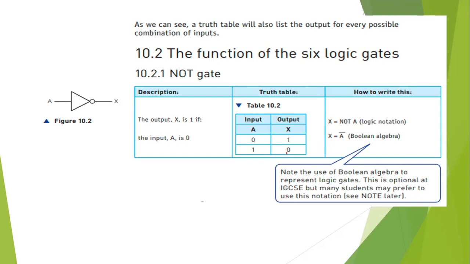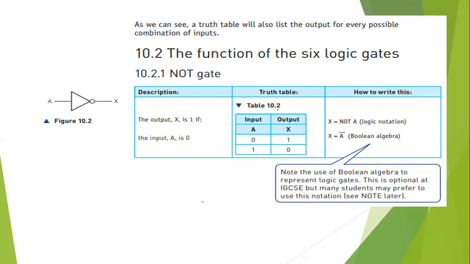Truth table: you can draw the truth table. A would be the input, 0 and 1, and X would be the output. If you input 0, you get output 1. If you input 1, you get output 0. In how to write this, you need to understand X equals NOT A. X equals NOT A.